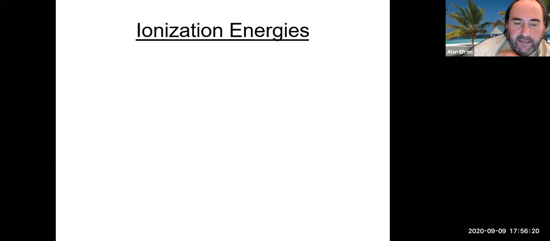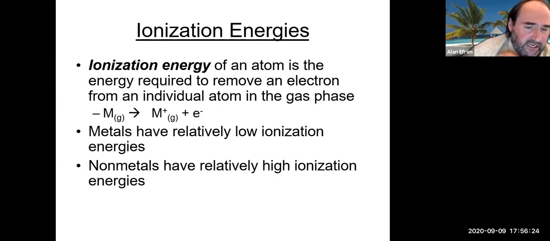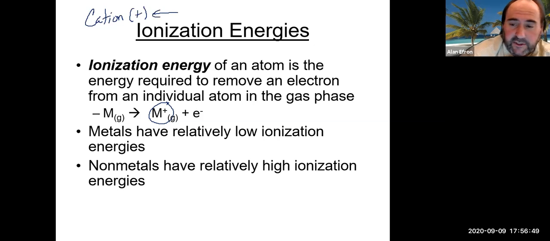So let's take a look at one important trend, and this is what is known as ionization energy. Ionization energy is the energy that's required to remove an electron from an atom in the gas phase. So this is the amount of energy that you need to put in there to basically pry an electron off. And when we pry an electron off, it becomes positively charged, or a cation. So we oftentimes think about ionization energy in the formation of a cation.